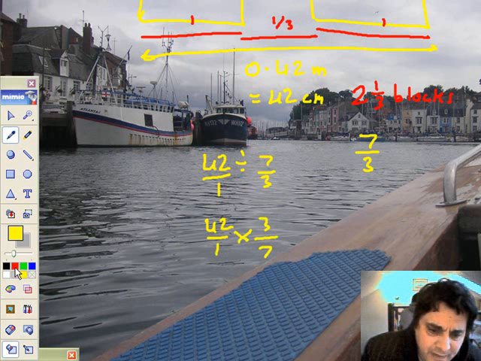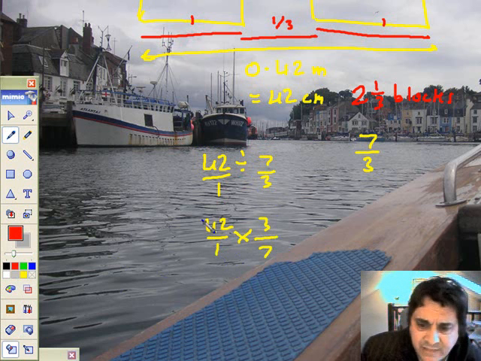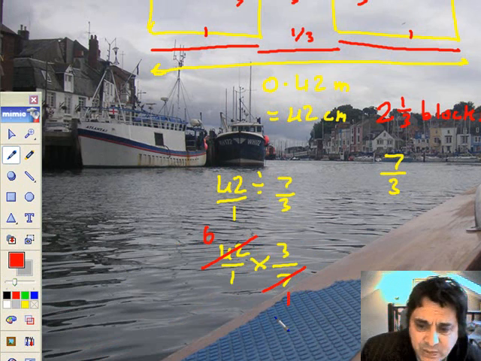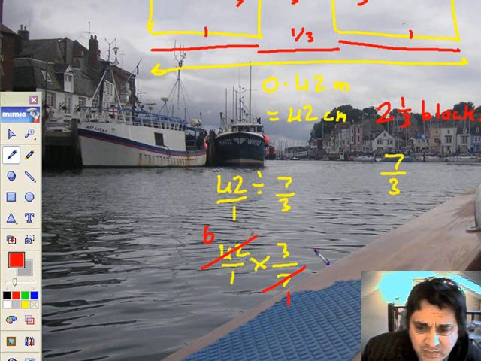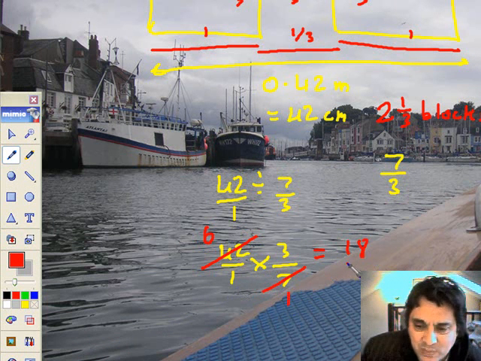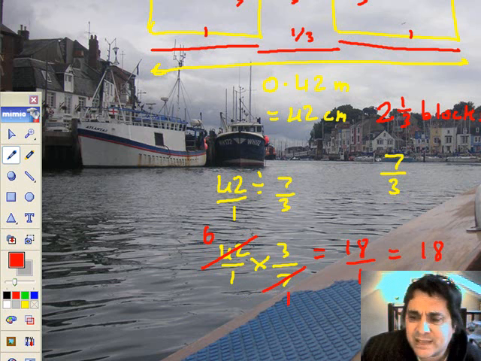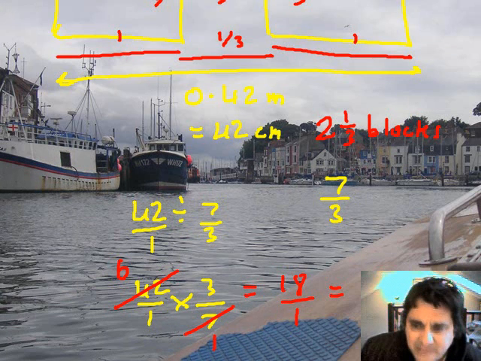Now look very carefully. 7 goes into 42 6 times. 7 goes into himself once. What am I left with? I'm left with 6 times 3 is 18. 1 times 1 is 1, so 18 over 1. Each little block is 18 centimeters in length. That's all there is to it.